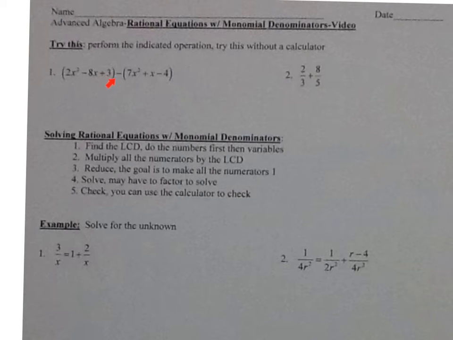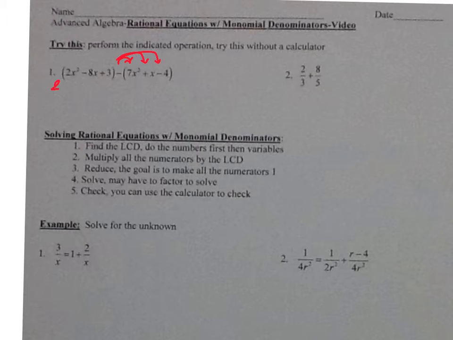So I'll give you a little hint. For number one, you want to distribute the negative first and then combine like terms. Number two, when you add fractions, you have to have like denominators. Okay, so for number one, I'm going to distribute the negative.